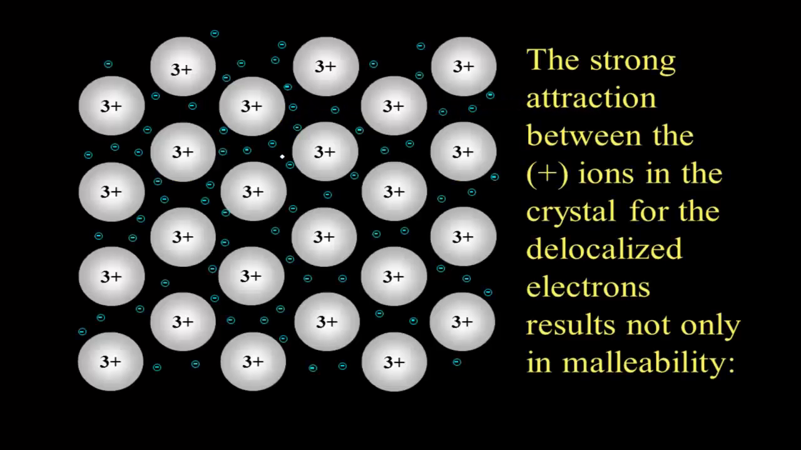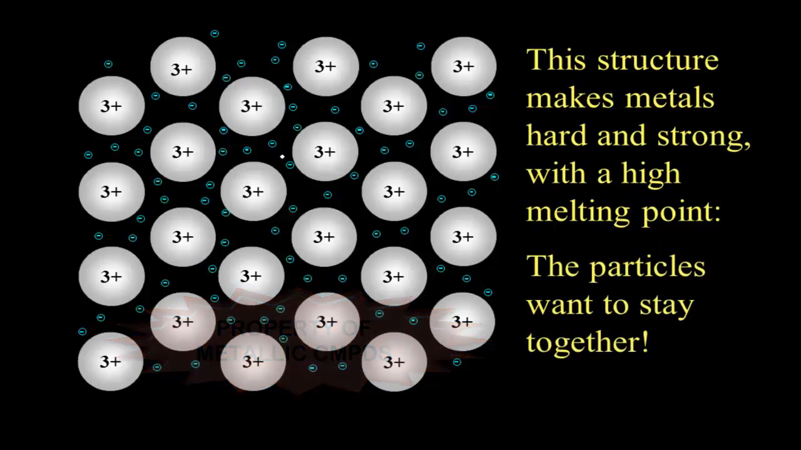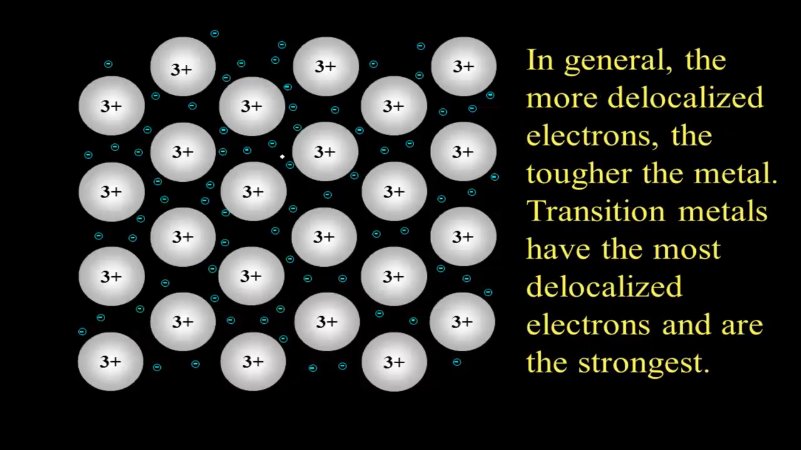So why would this very strong attraction result in other properties? How about their strength and high melting point? Well, the atoms want to stay together. They're very attracted to the sea of electrons. And so therefore, the higher the amount of valence electrons given to the sea of electrons, the tougher the metal, the harder it is, and the higher the melting point. Transition metals in particular, like titanium and molybdenum, each contribute a large amount of valence electrons to the sea. They are very tough metals, very strong, with very high melting points.